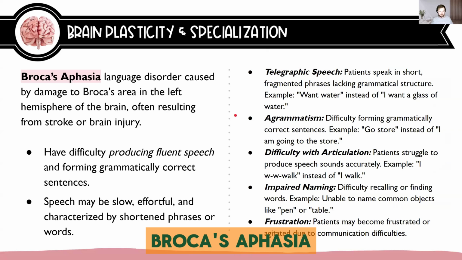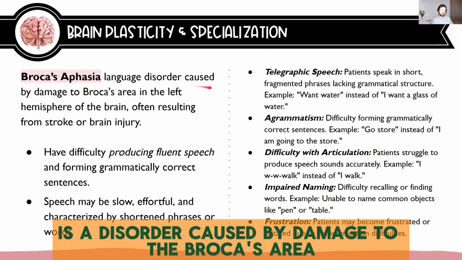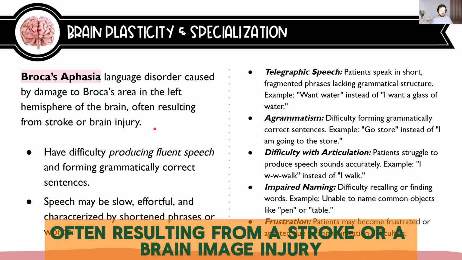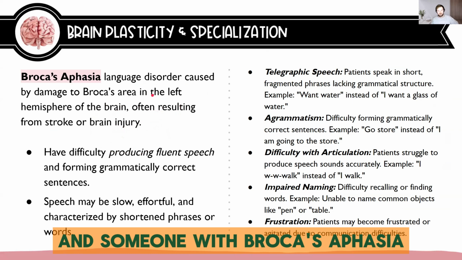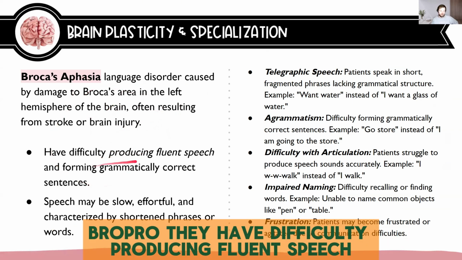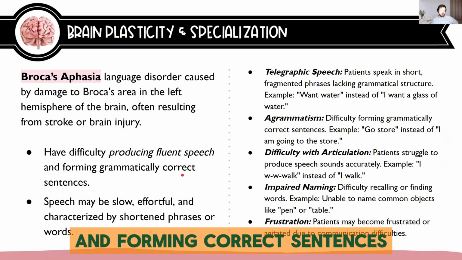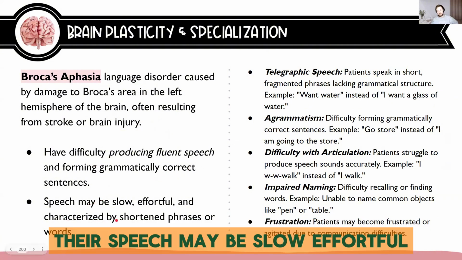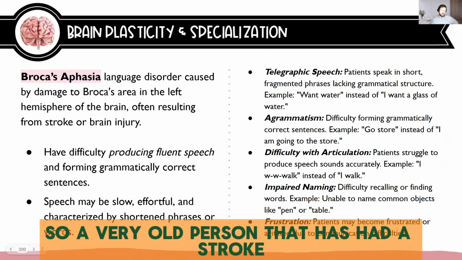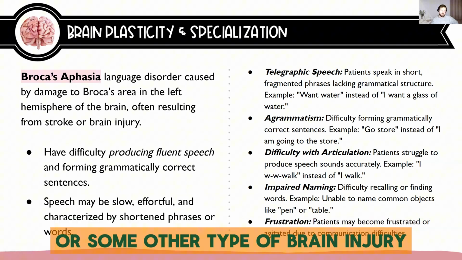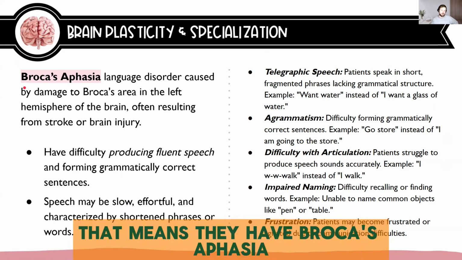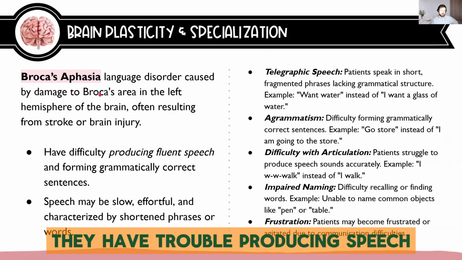Broca's aphasia is a disorder caused by damage to the Broca's area in the left hemisphere of the brain, often resulting from a stroke or a brain injury. Someone with Broca's aphasia can no longer produce speech, Broca produce. They have difficulty producing fluent speech and forming correct sentences. Their speech may be slow, effortful, and characterized by shortened phrases or words. So a very old person that has had a stroke or some other type of brain injury, if they can't speak well anymore, that means they have Broca's aphasia. They have trouble producing speech.